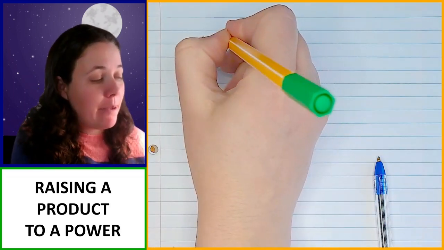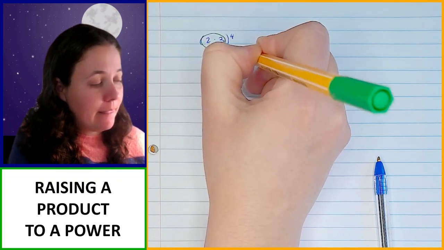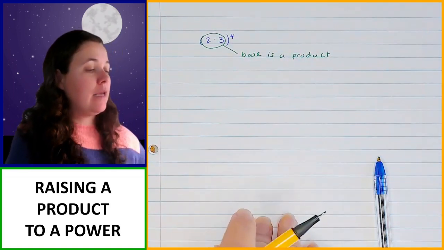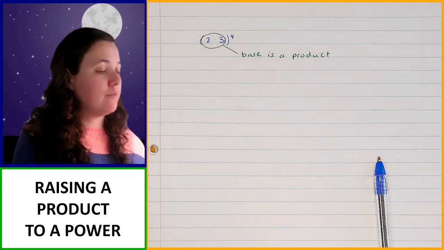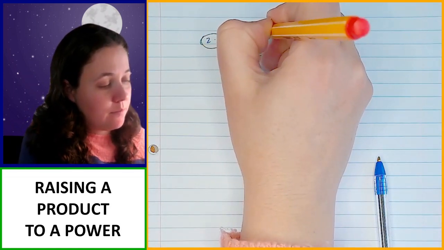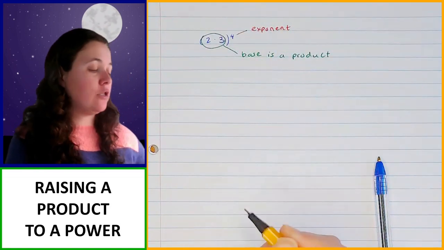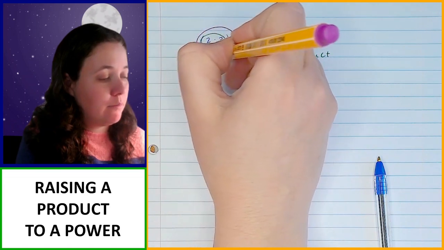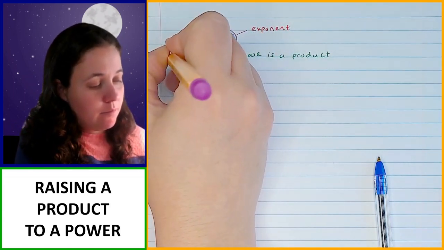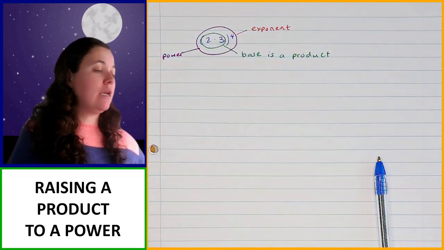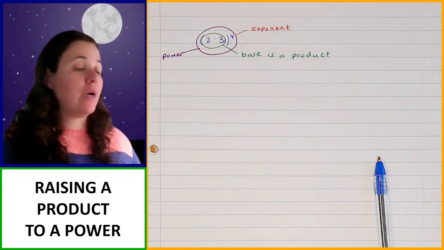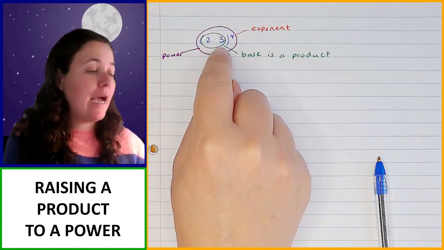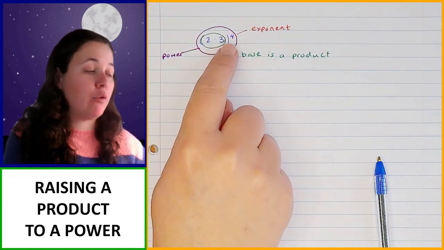So in this case, my base is a product. Then over here I've got my exponent, or my index of my power. And then over here, this is my whole power. Okay, so that's kind of what we're talking about when we're looking at products that are being raised to powers, where inside the brackets you've got things that are being multiplied together, and then outside the bracket it is raised to a power or has an exponent.